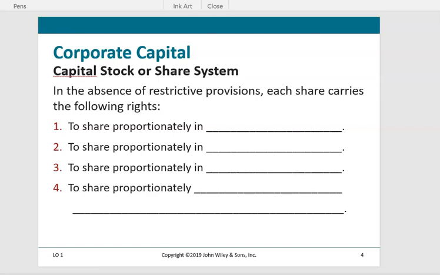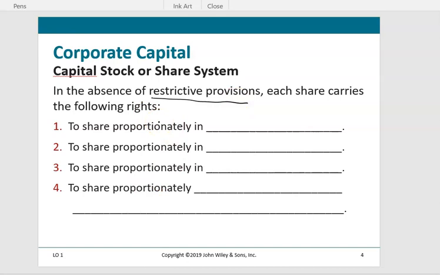Capital stock is the general term to cover common and preferred stock, but remember, most stock is common stock. If a company only issues one type of stock, it is common stock. And capital stock, in the absence of restrictive provisions, and preferred stock often has these restrictive provisions. So in many cases, we're referring to common stock here when we discuss these rights of stockholders.